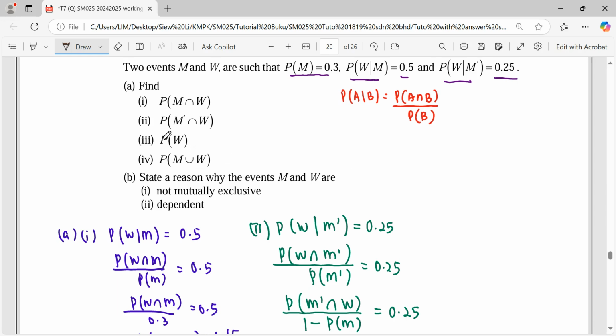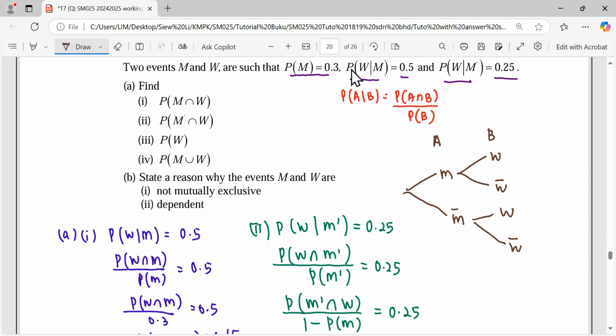Alright, then we are going to find the probability of W. We can represent the information of this probability using a tree diagram, because we have conditional probability. Conditional probability means the probability of W given M means M will happen first. So our first event is about M and not M, then the second event will be about W and not W.